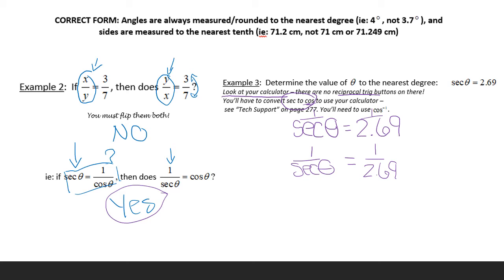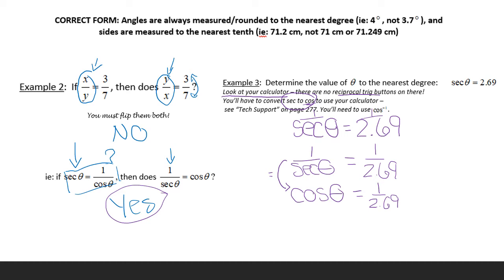Now 1 over secant, I know, is the same as cos, because we were going to memorize those from the earlier slide, remember? So 1 over secant is the same as cos. It's exactly the same. So I can just write cos theta there. It's exactly the same as 1 over secant theta. I don't need to flip or unflip anything. These two are exactly equal to each other. So I don't need to unflip this side here. This is still 1 over 2.69 because I didn't unflip or flip anything. All I did was exchange it for an equivalent expression.